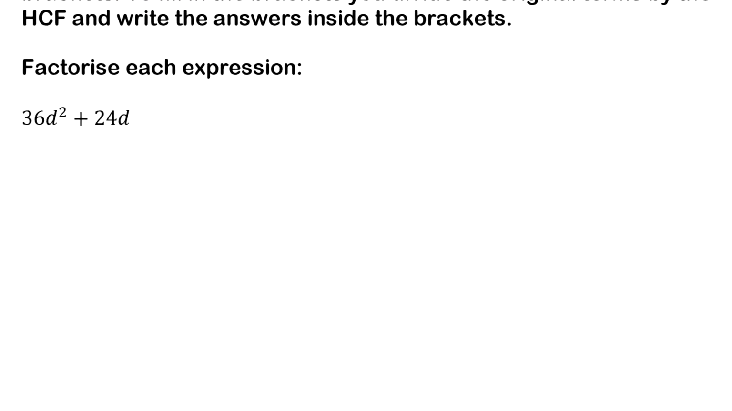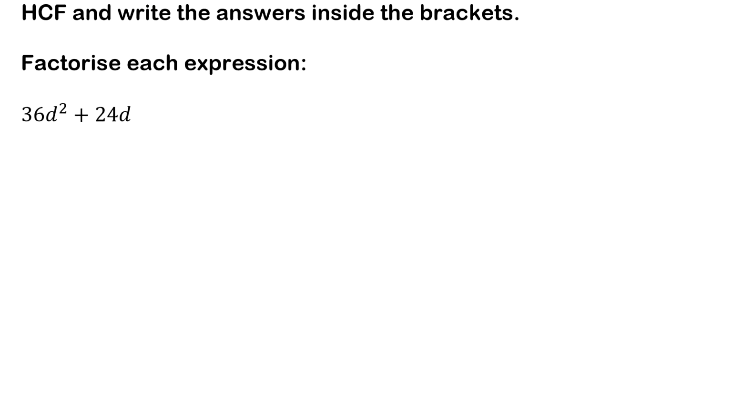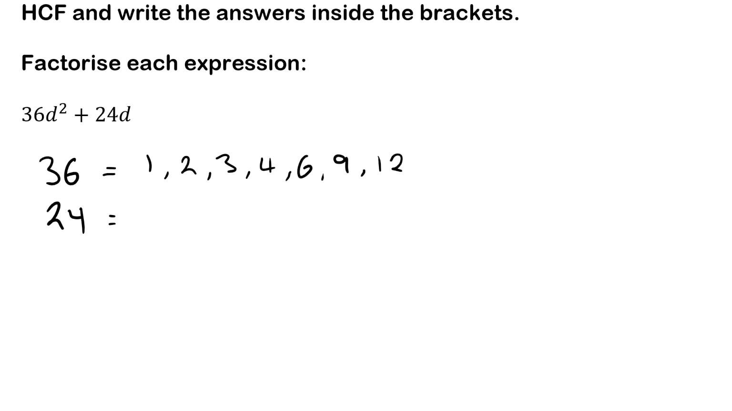So the first thing we need to do is find our highest common factor. So I'm going to look at our regular terms first, our coefficients. So we're looking at 36 and 24. Now you don't need to do this all the time. If you can see the highest common factor straight away, go for it. I'm going to make a list of my factors for 36. Now these factors are 1, 2, 3, 4, 6, 9, 12, and 18. Now you may wonder, and also 36.